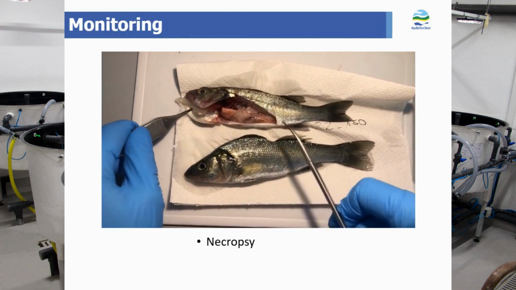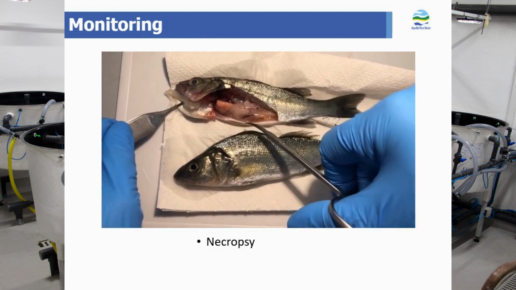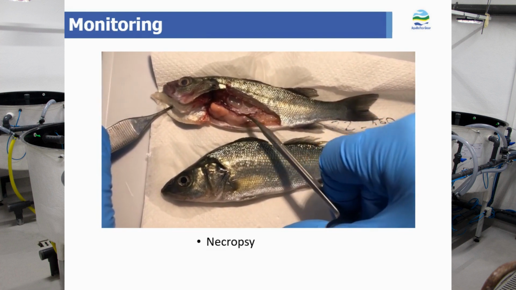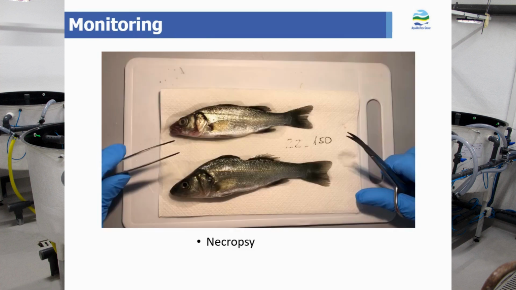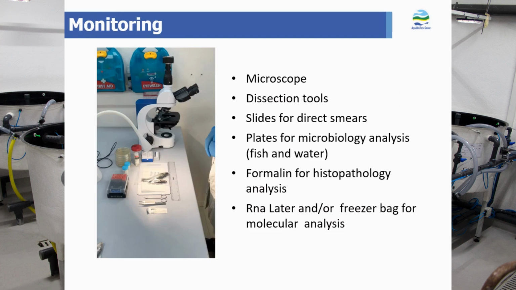So we can see liver, swim bladder, head kidney. This fish has a lot of visceral fat content. After opening the fish and observing the organs and any changes that could make us think about any specific disease, we need to take samples from this body.